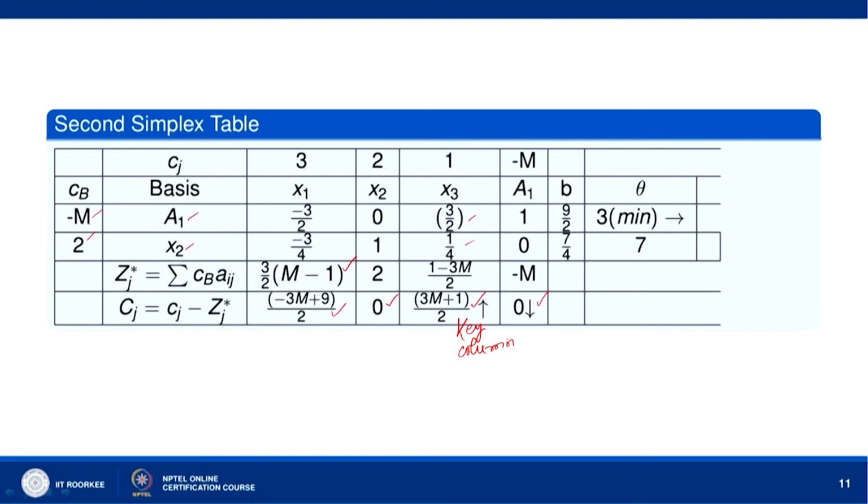Okay. Now, let us find the key row. So, divide the B column values by the column values of x3. So, 9 by 2 divided by 3 by 2, we get 3. Okay. 7 by 4 divided by 1 by 4 gives you 7. So, the minimum positive ratio is 3. So, this is our key row. Okay. So, this key element is 3 by 2.